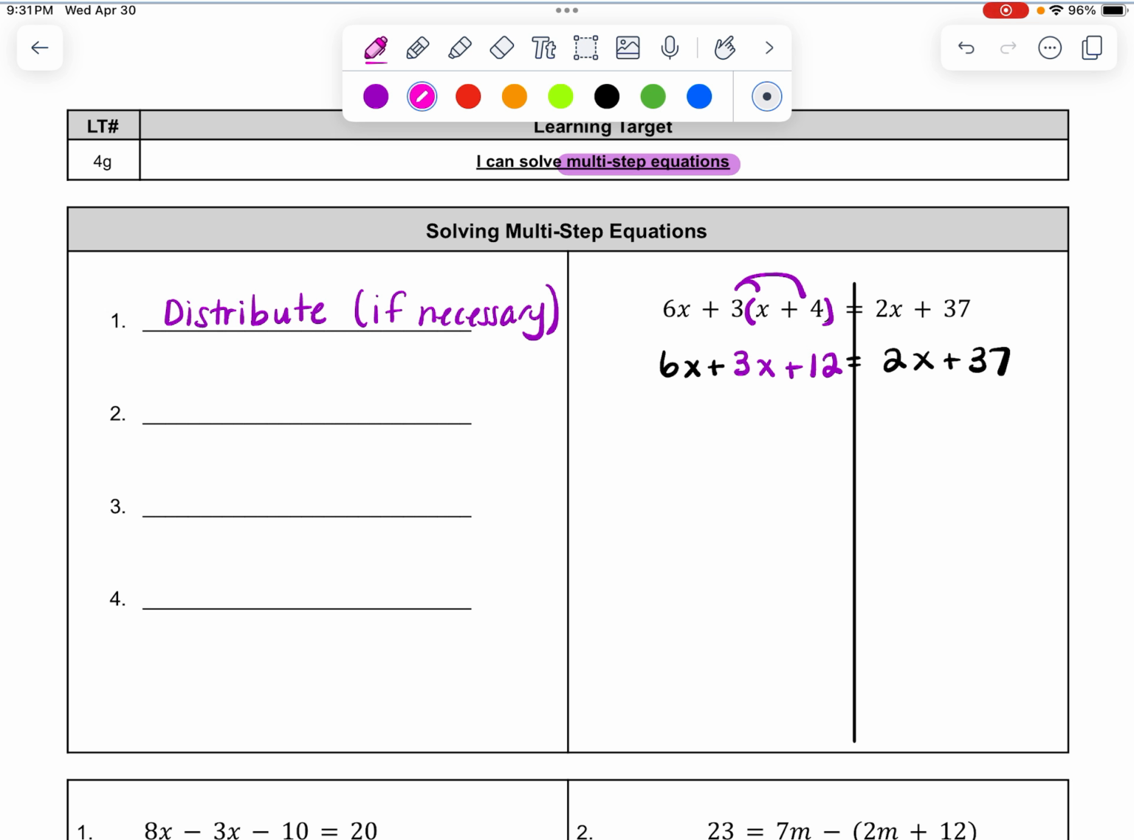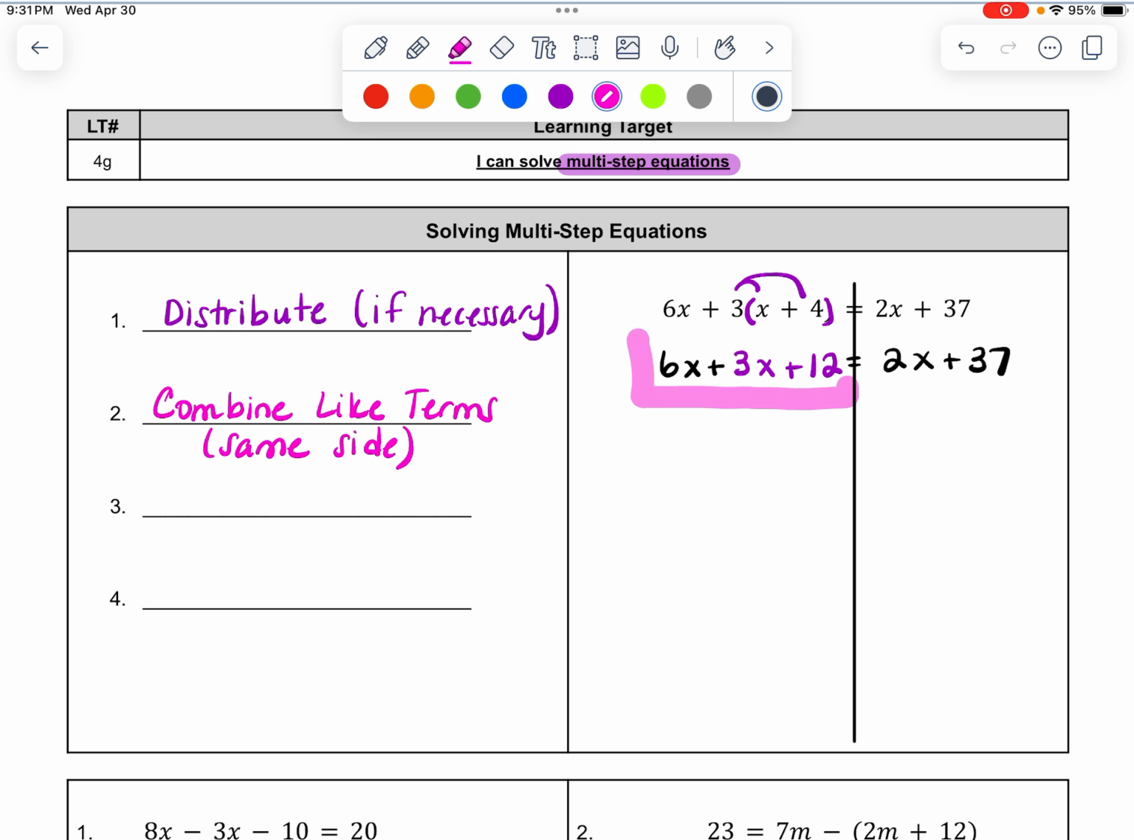My second step whenever I'm solving is going to be to combine like terms, but only if they are on the same side of the equal sign. We can't combine things unless they're already both on the left or both on the right. So I'm basically going to look at the left side of the equal sign separately from the right side of the equal sign.